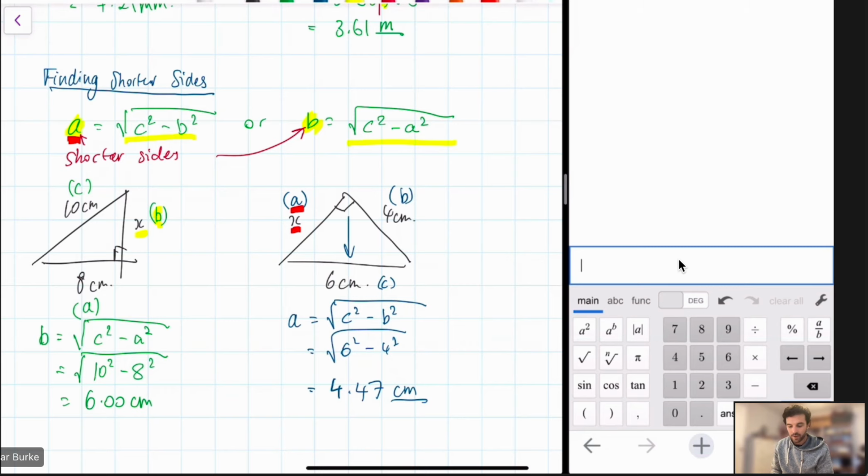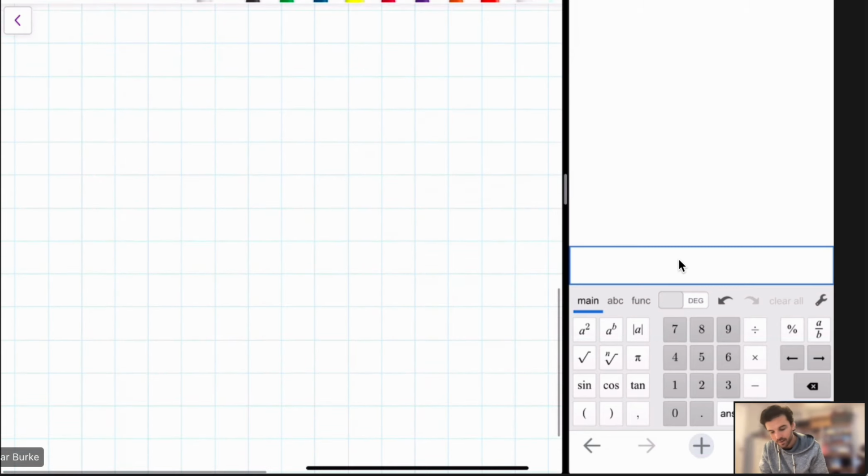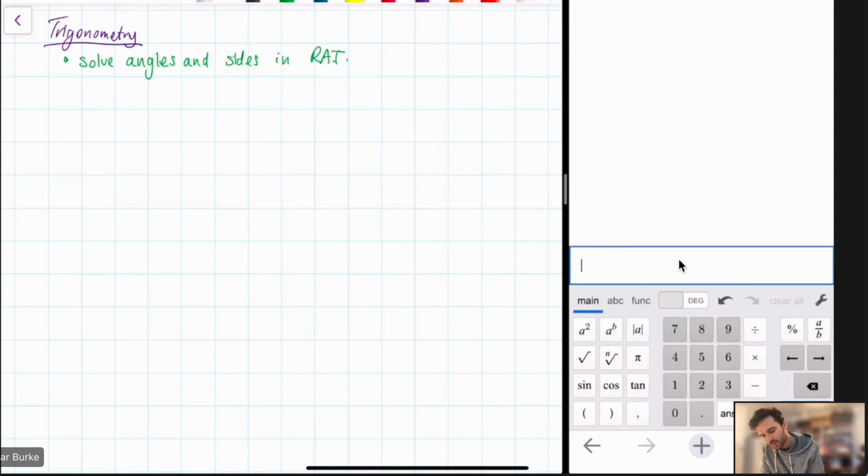A review of trigonometry. So let's start off with that. Trigonometry. Now, the first part of trigonometry, and what it's used for, is to solve angles and sides in right-angled triangles.